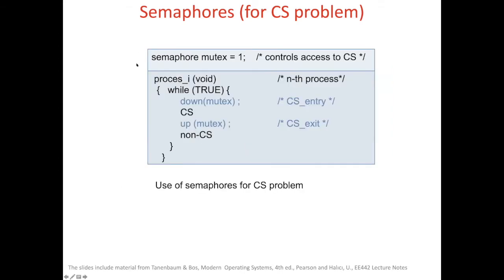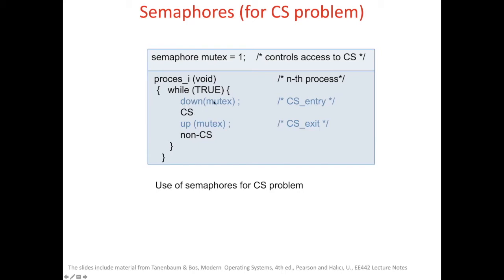Here the code for use of semaphores for the critical section problem is given. Mutex is defined as a semaphore. Initially it is set as 1. Mutex controls access to the critical section. Any process i is executing in a while loop forever. It has the critical section and non-critical section as before.